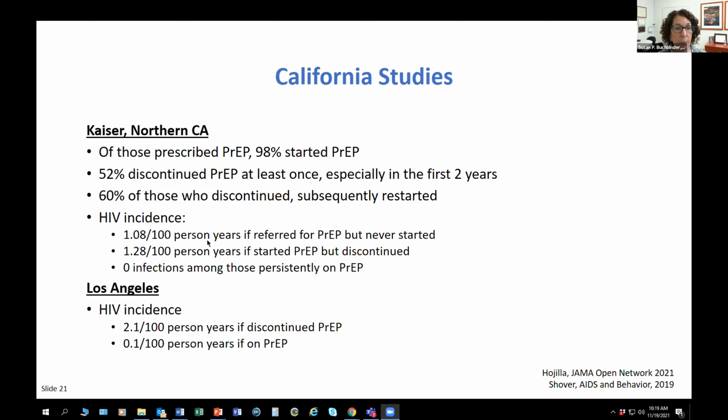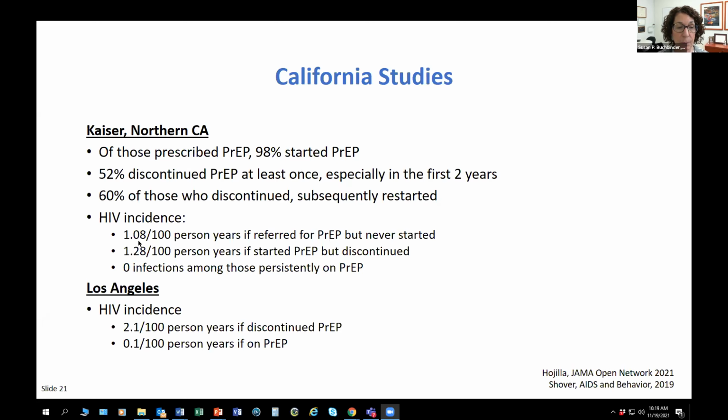So here's some data from 2 California studies. One is from Kaiser Northern California. They found that of those prescribed PrEP, 98% started PrEP. 52% discontinued PrEP at least once, especially in the first 2 years, but 60% of those who discontinued subsequently restarted. So we do have some people going on and off PrEP. And the question is, how well do they do?